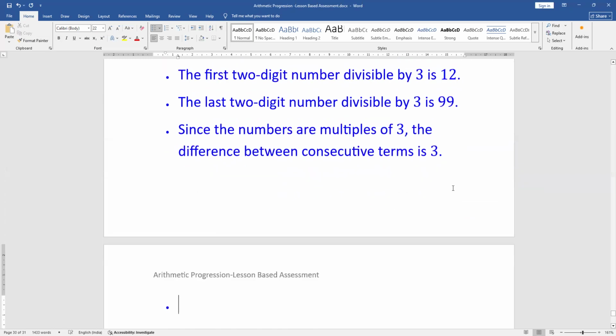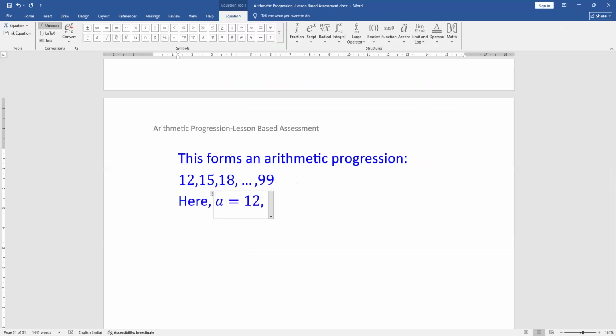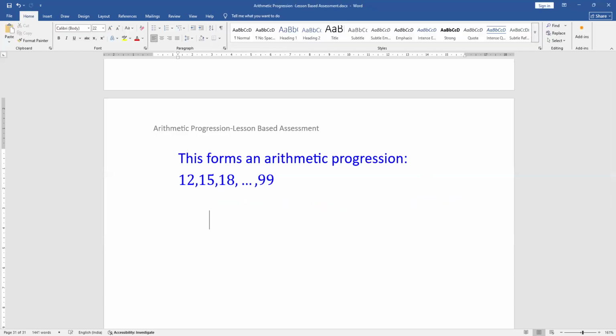Okay. The next part. Now what I do is, this forms an arithmetic progression, as I told you. So the progression will be 12, 15, 18, so on up to 99. Okay. So here, the first term will be 12. I write first term, it is A, 12, and D, the common difference, 15 minus 12, it will give you 3. Okay. Then AN, that is the last term, is nothing but 99. This you can also call N. Now what we need to find out is N, the number of terms.